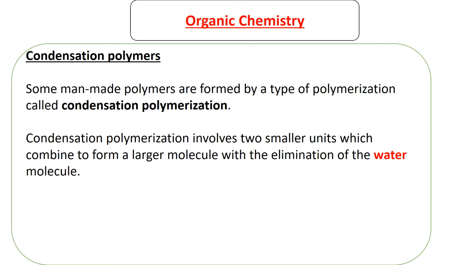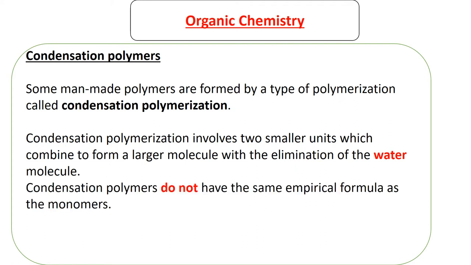So some key differences between condensation polymerization and addition polymerization. The first one is this one. In condensation polymerization, water is given out, while in addition polymerization, there's no water given out. Also, condensation polymers do not have the same empirical formula as the monomers. Examples of condensation polymers we have are nylon and terylene, as it is pronounced. These are the two examples of condensation polymers.